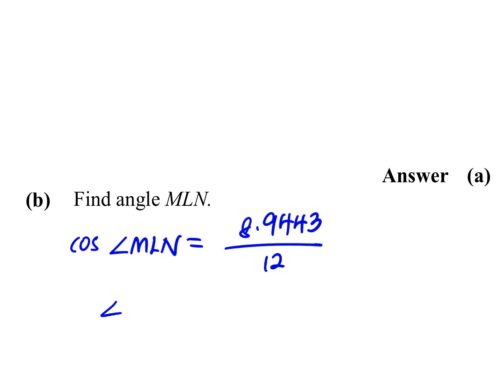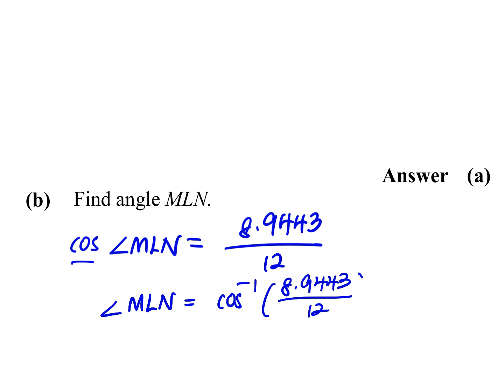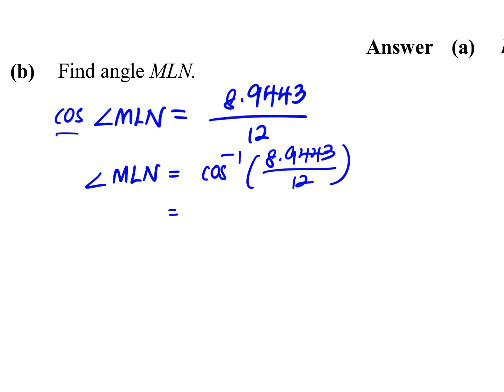To find my angle, what do I need to do? How to get rid of the cosine? Shift, so you get cosine inverse. Find the angle with cosine inverse now. Accuracy, final answer, how many decimal places? Working 5 SF. Final answer? 1 decimal place.